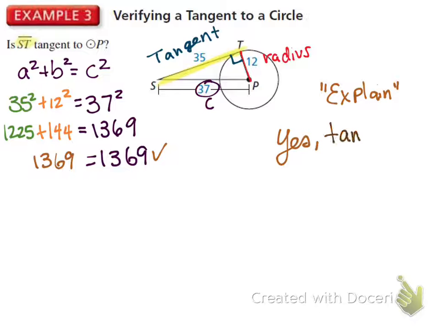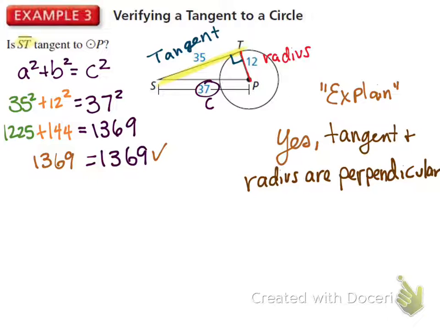Because the tangent and the radius are perpendicular. You could say because they form a right angle. You can say it in other words as well. But your main thing is that the tangent and the radius are perpendicular. Questions on your explanation? You're just using the definition to explain your reasoning.